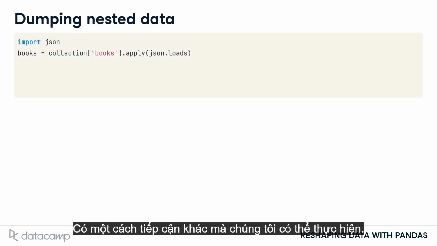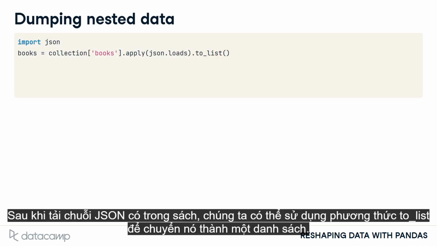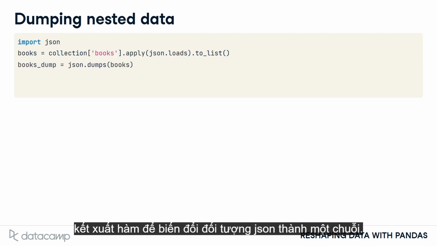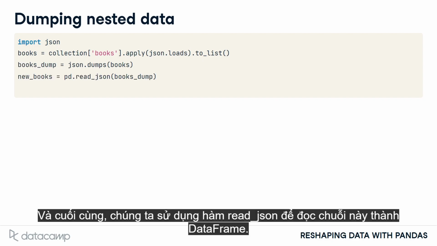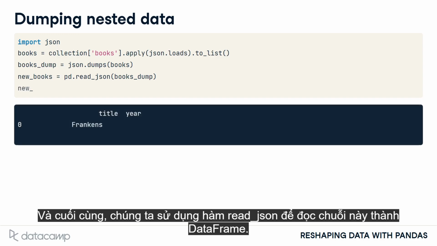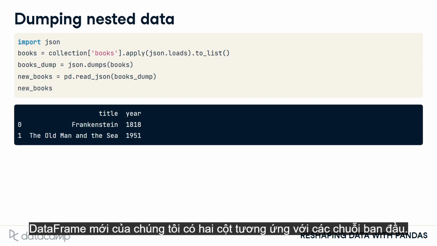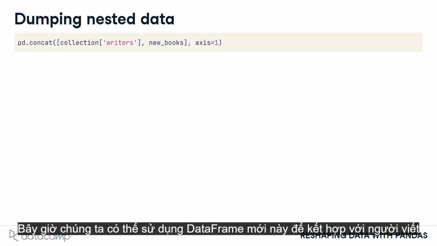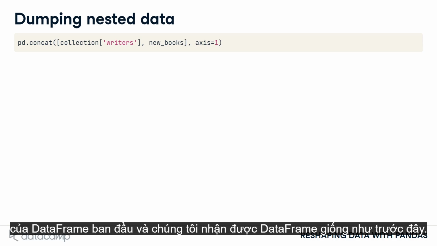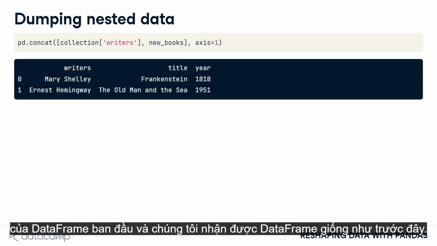There is another approach we can take. After loading the JSON string contained in books, we can use the toList method to transform it into a list. We can use the JSON.dumps function to transform the JSON object into a string. And finally, we use the readJSON function to read this string into a data frame. Our new data frame has 2 columns that correspond to the original strings. We can now use this new data frame to concat with the writers column of the original data frame. And we get the same data frame as before.